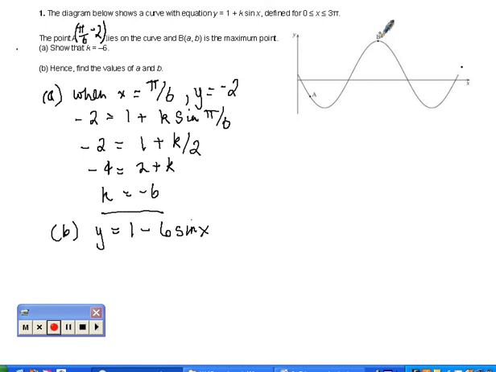So we're going to consider what the maximum value of this is and what value of x is going to give us the maximum value of the function. It's important to be thinking that the sine of x can vary between negative 1 and positive 1. So y will have a maximum value when the sine of x is negative 1.